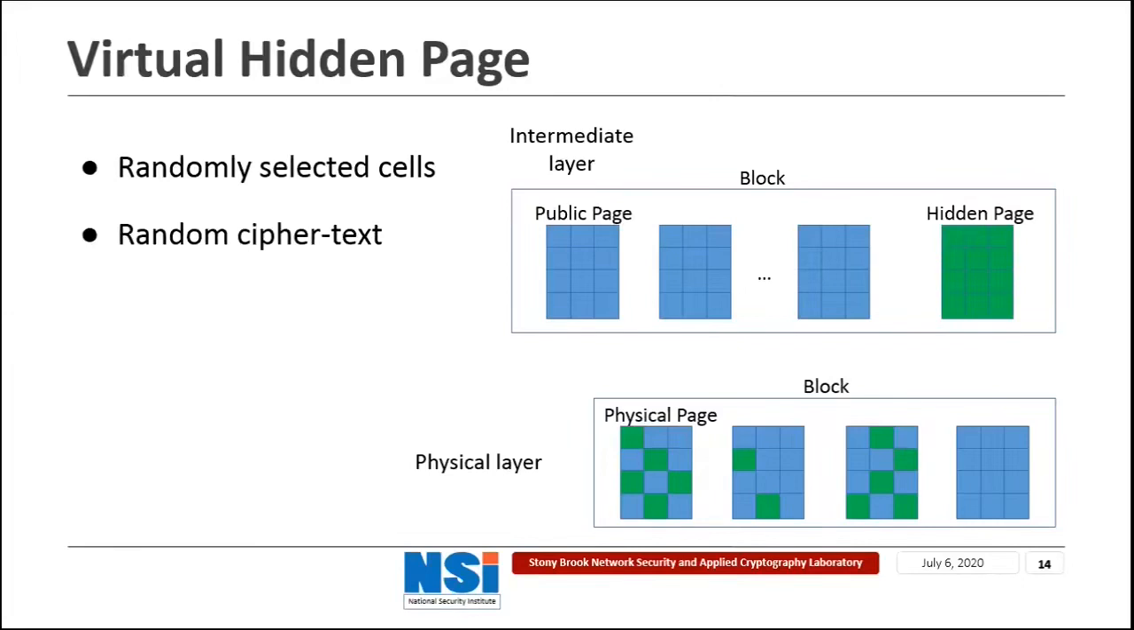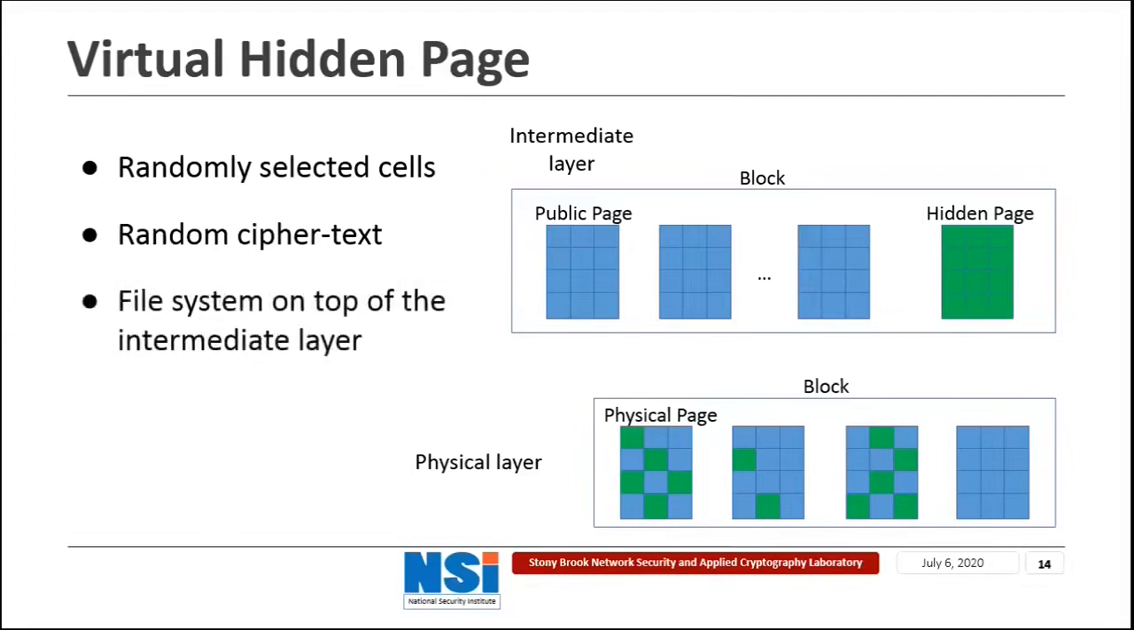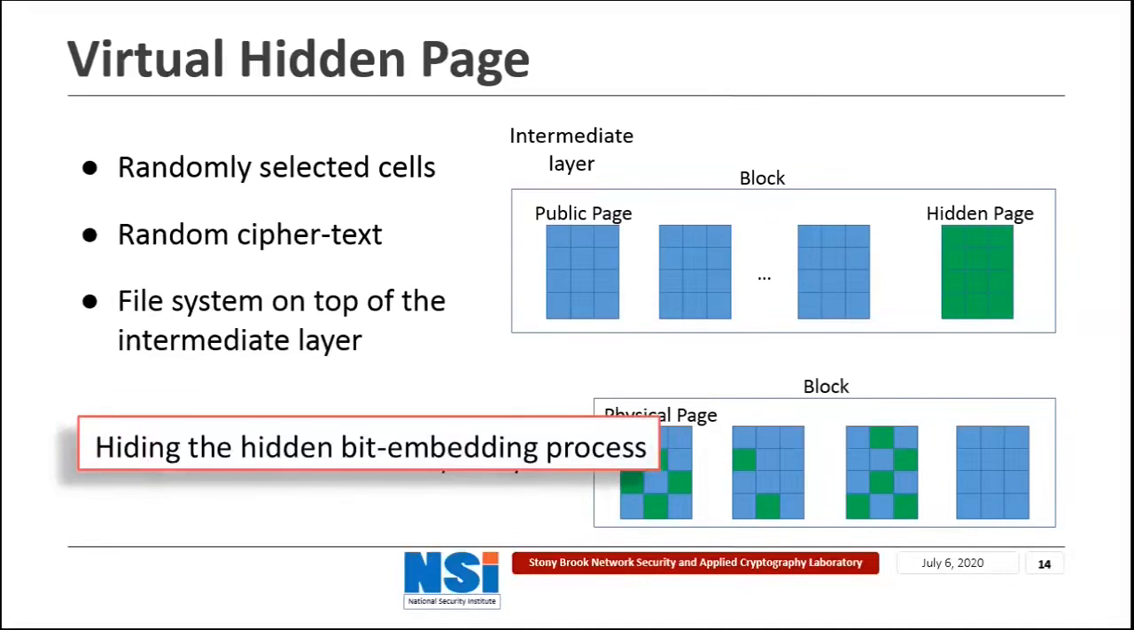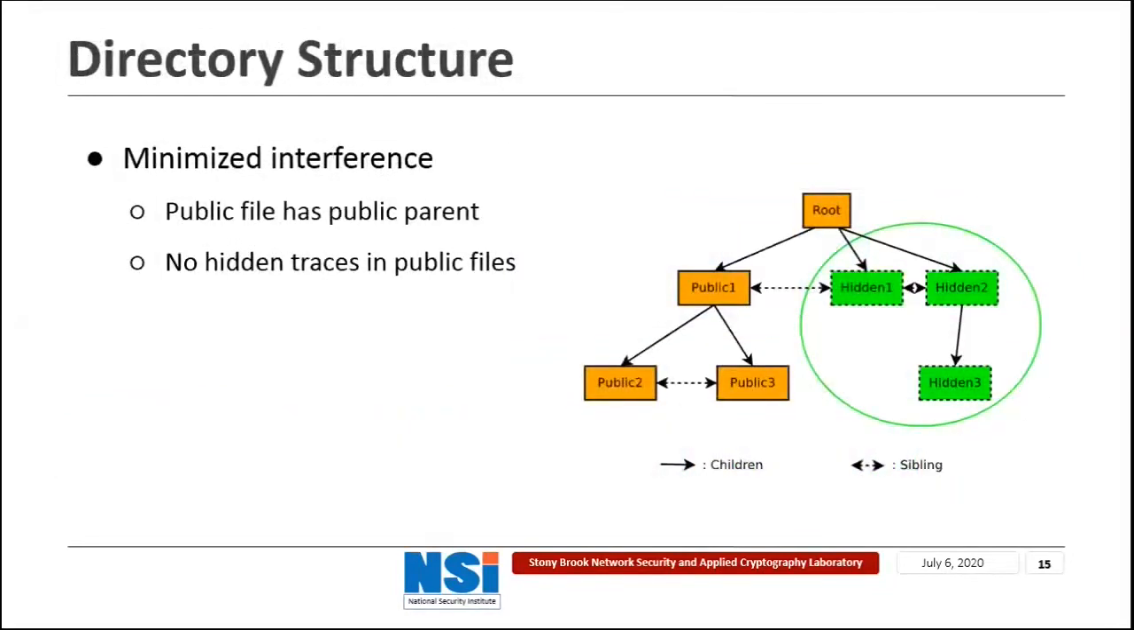As both the public data and hidden data are encrypted, and the cells that store hidden data are randomly selected, the adversary has no way to know the locations where the hidden bits are stored. In this way, we use the virtual hidden pages and the intermediate layer to hide the hidden bit embedding process. Besides, INFUSE has a directory structure which minimizes the interference between the public files and the hidden files.